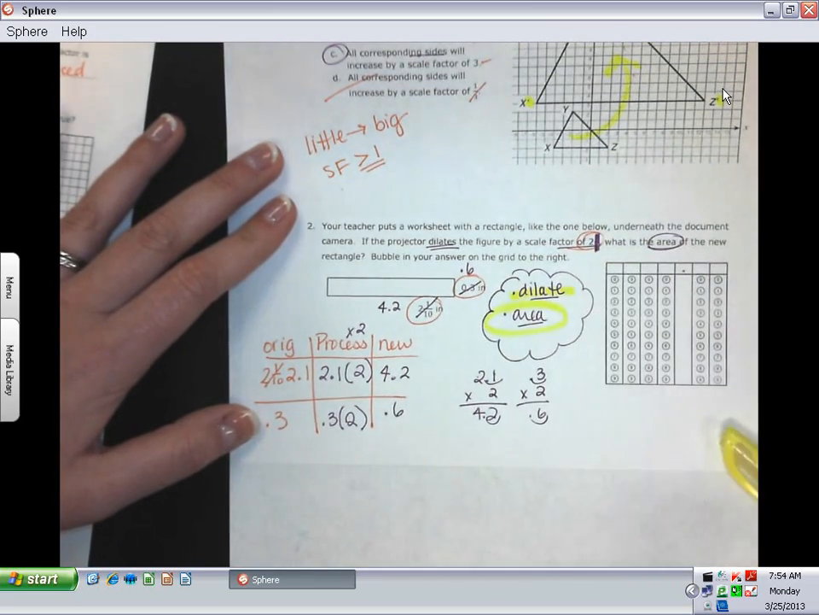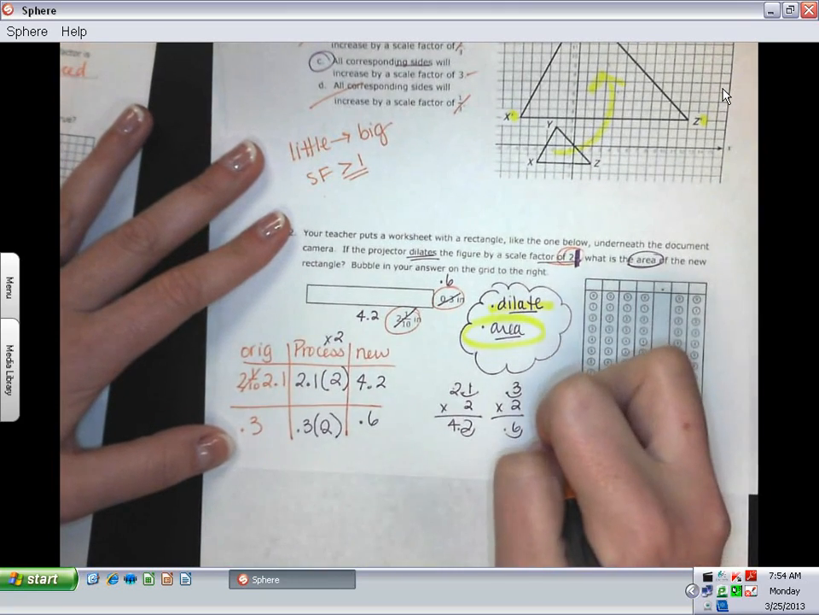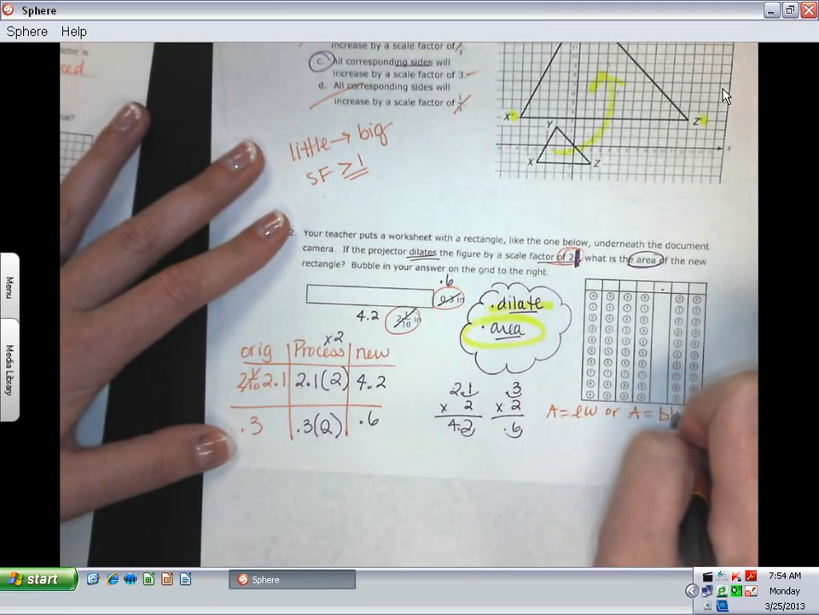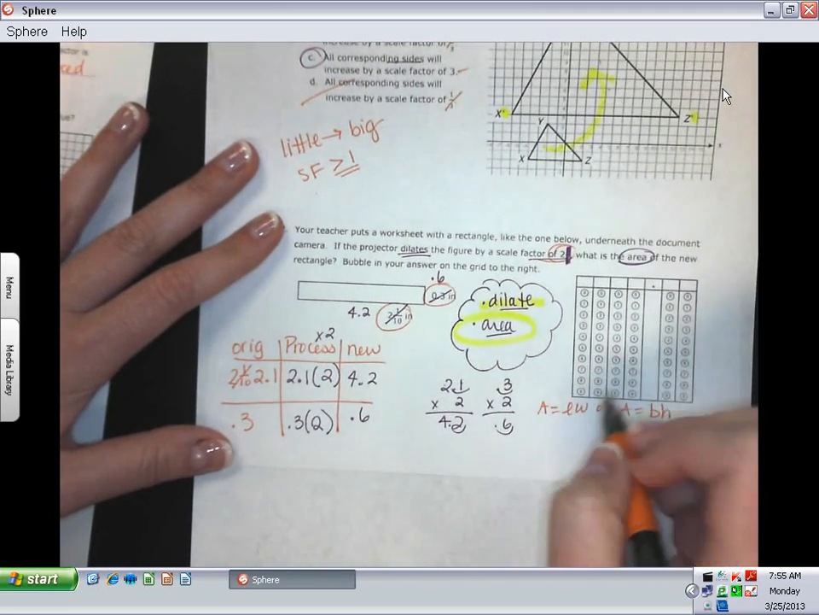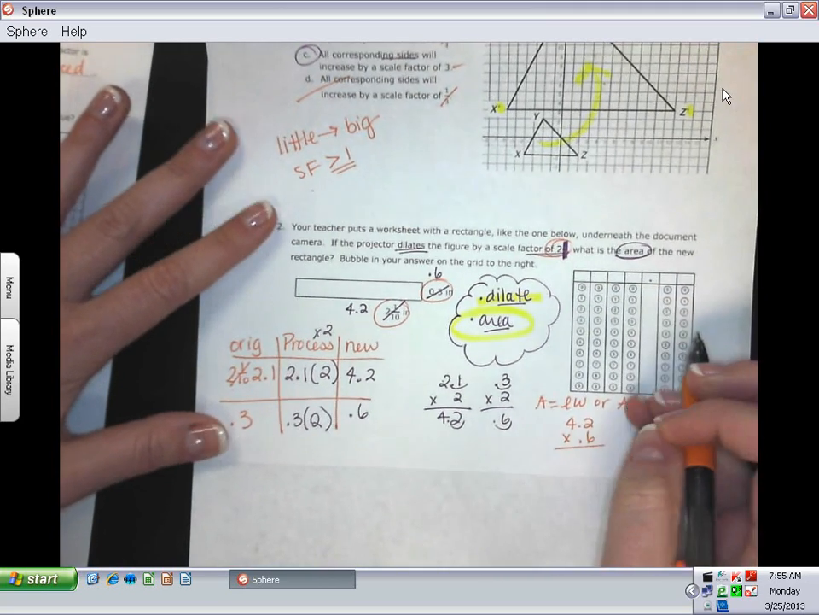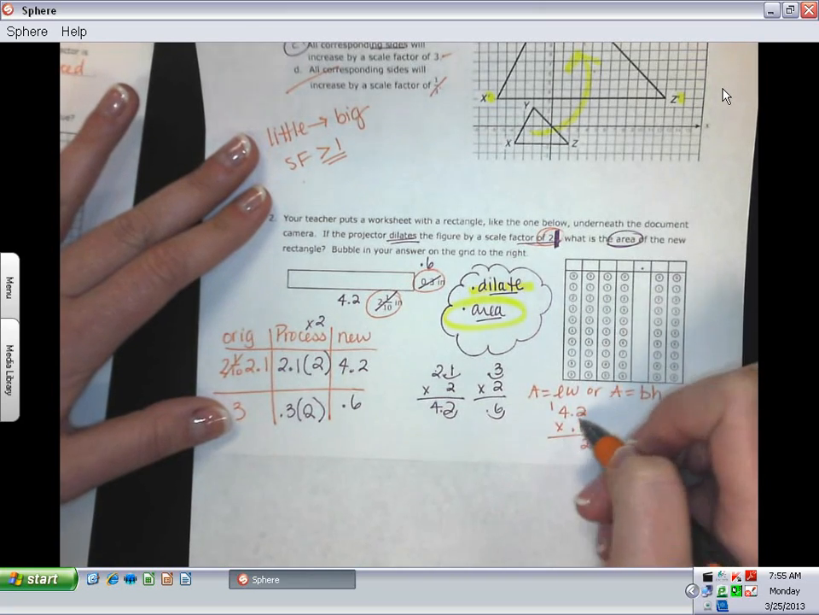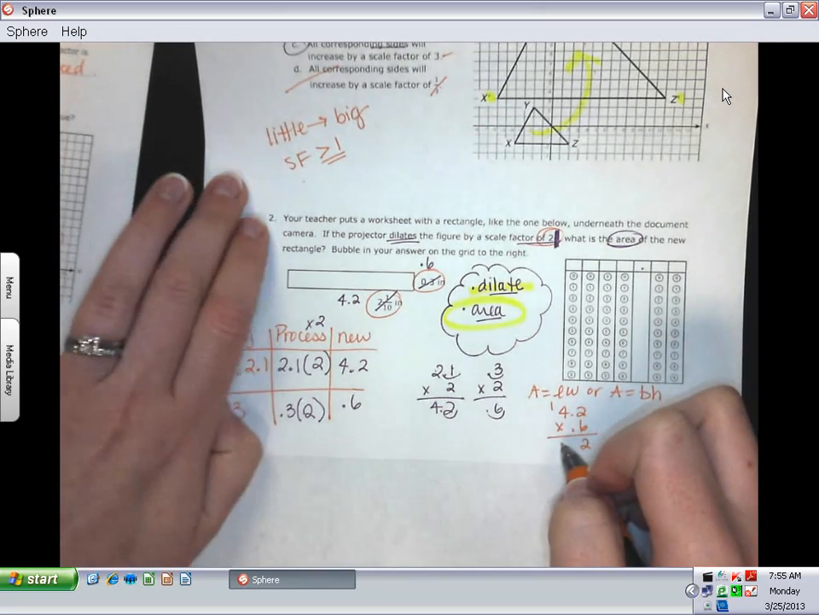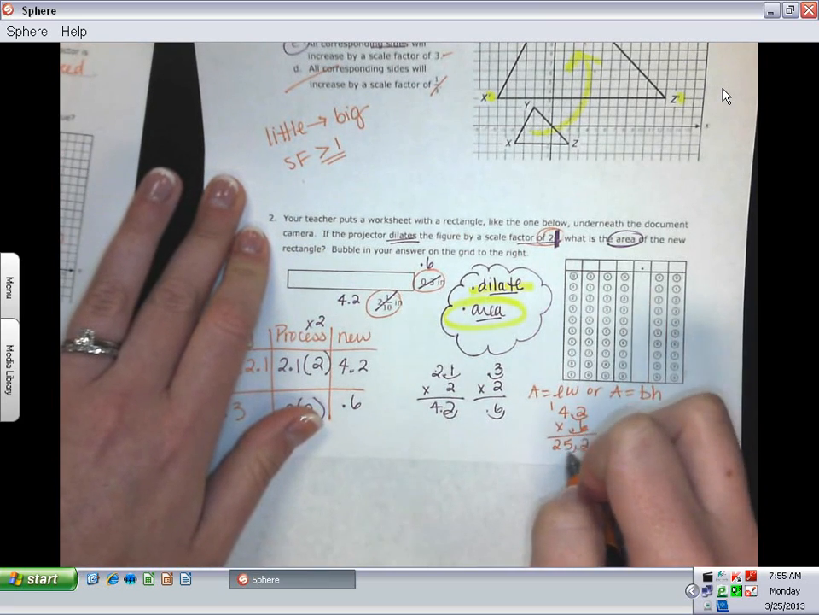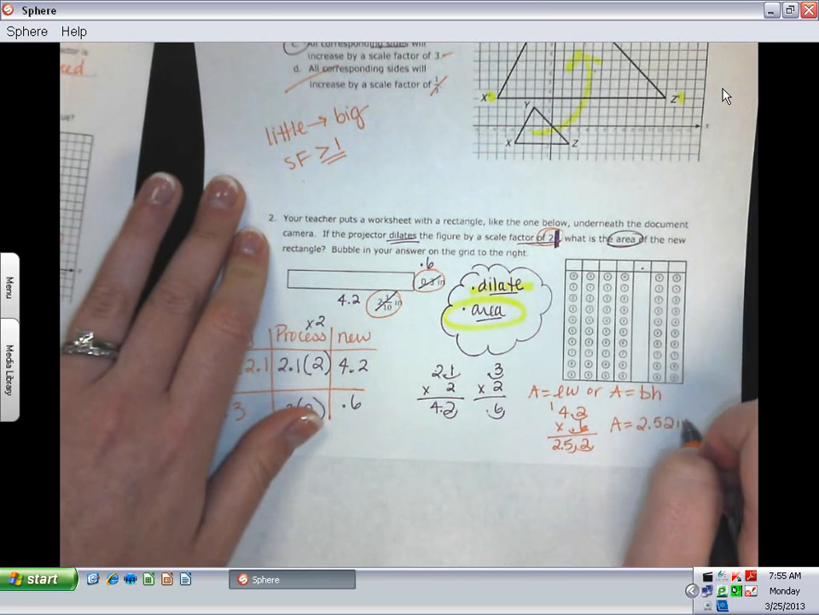Now I need to go and do the area. In order to find the area of a rectangle, area is length times width, or you could have area is base times height. It means the same. So I'm just going to do 4.2 times 0.6. Watch your decimals when you multiply at the end. 6 times 2 is 12. 6 times 4 is 24 plus 1 is 25. I have 1, 2 behind the decimal, so I need 1, 2 here. So the area is 2.52 inches squared.